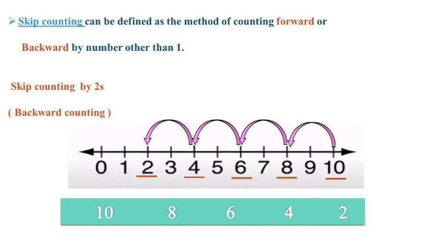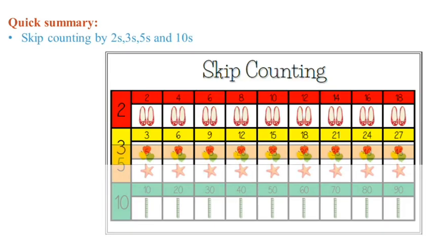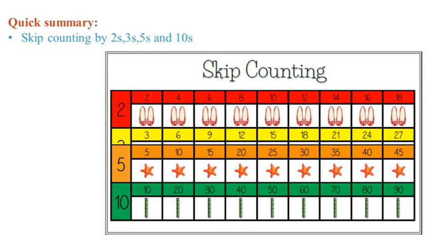Children, you can see 10 minus 2 will get 8, 8 minus 2 will get 6, 6 minus 2 will get 4 and 4 minus 2 will get 2. I hope you understand skip counting by 2s, 3s, 5s and 10s. Now let's take a quick look at the summary. So what did you have to learn today? Skip counting by 2s, 3s, 5s and 10s.